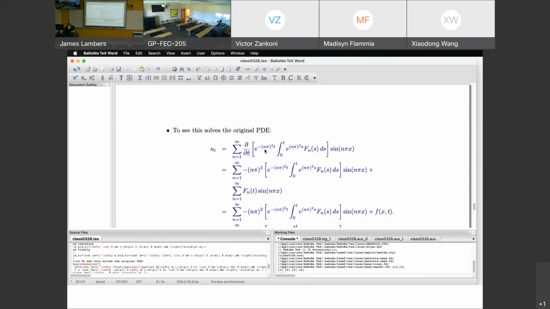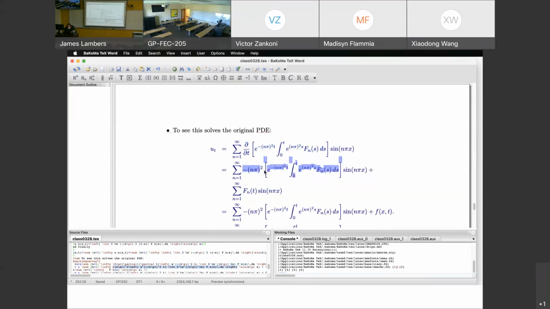So to differentiate this whole thing in square brackets, I have this exponential that depends on t times this integral that has t as a limit right here. I need to use the product rule. So when I use the product rule, first I take the derivative of this with respect to t, which introduces this factor of minus n pi squared. And then everything else here stays the same.